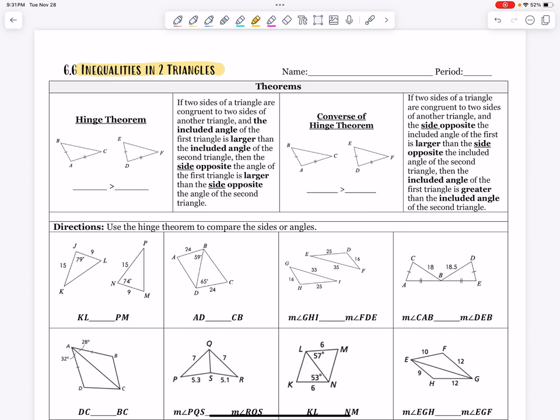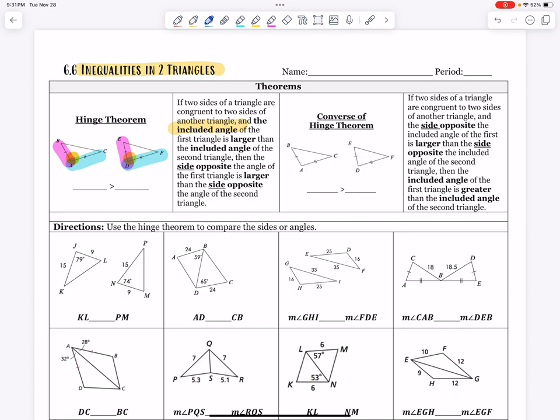All right, so the hinge theorem states that if you have two sides of a triangle that are congruent to two sides of another triangle, so let's mark that first. AB is congruent to DE, those marks. AC is congruent to DF. Okay, so we've got two sides of one triangle congruent to two sides of another triangle, but the included angle of the first triangle, angle A, is larger than the included angle of the second triangle.